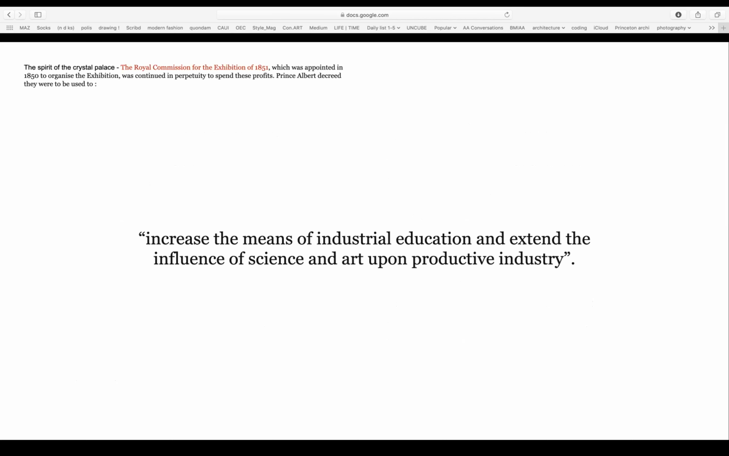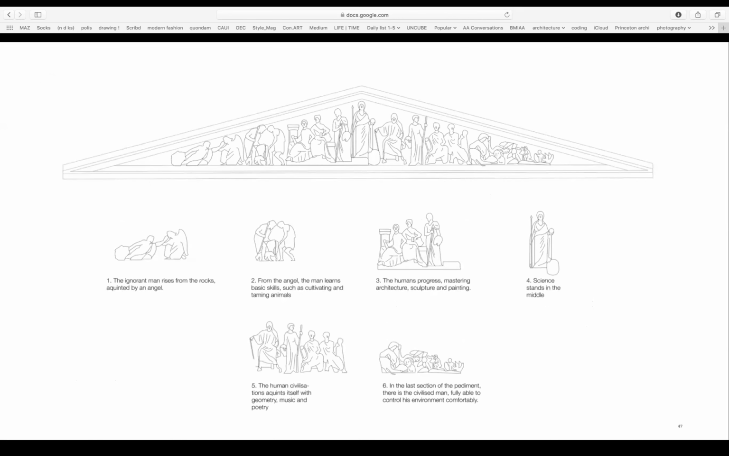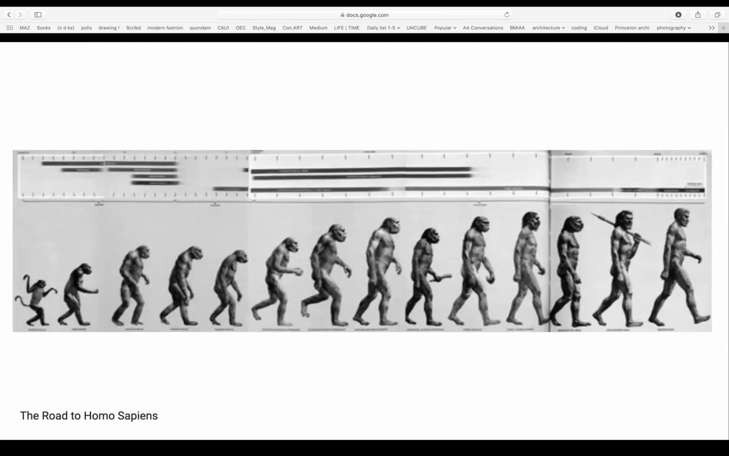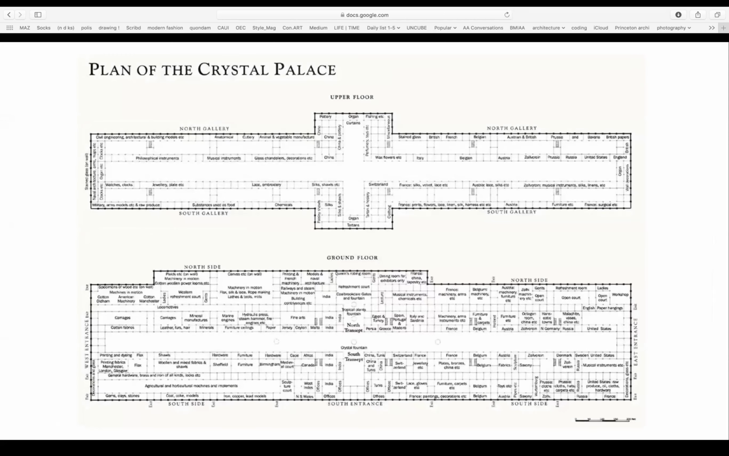So the starting point of our investigation for the unit was the spirit of the Crystal Palace, which started with the idea of human progress. This can be witnessed from the pediment of the British Museum, literally named The Progress of Civilization. Along with that, the prevalent theory of evolution at the time had been declared by science. And finally, the Crystal Palace, which was set up in 1851.